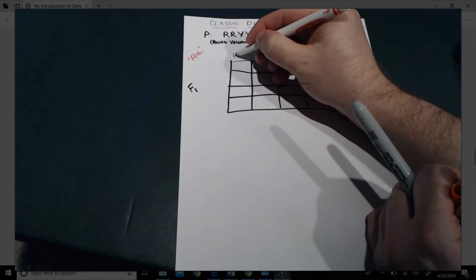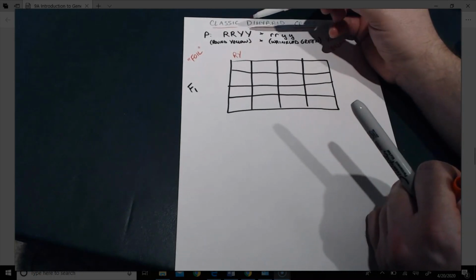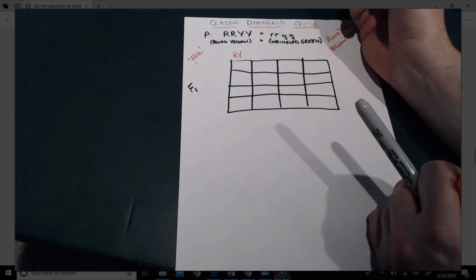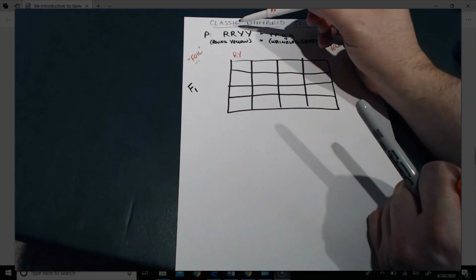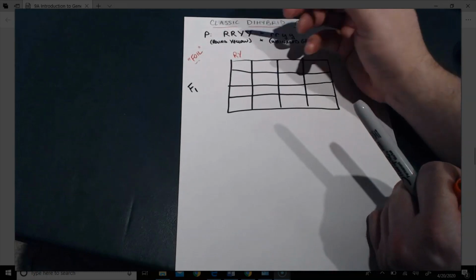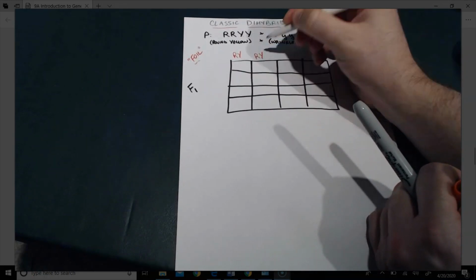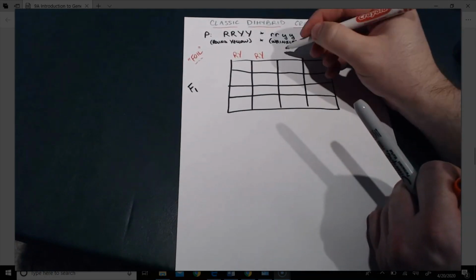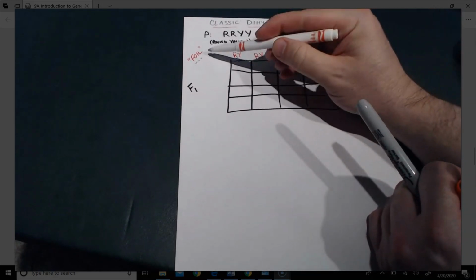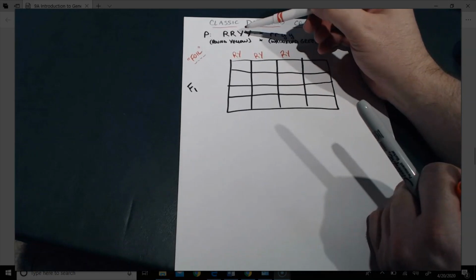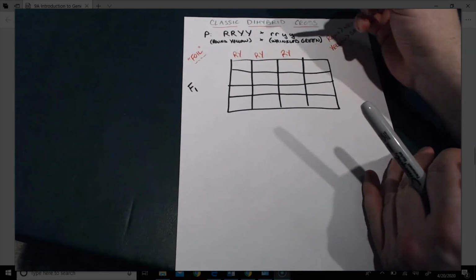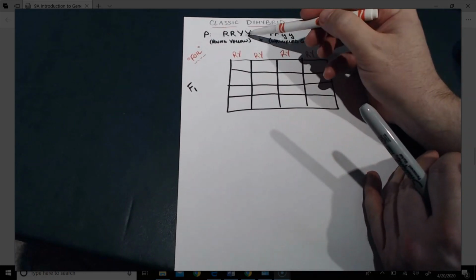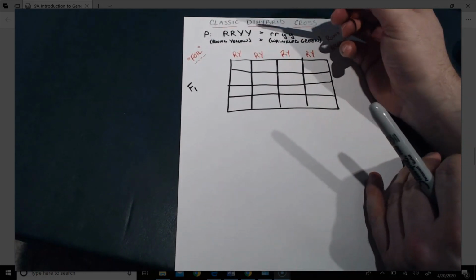Let's put this guy up here. There's my F for FOIL. First R, first Y. Now let's go to O. My outer R with my outer Y. My inner R with my inner Y. And now my last R with my last Y. So you're basically just distributing your R's with your Y's. This R with both Y's and this R with both Y's, right?